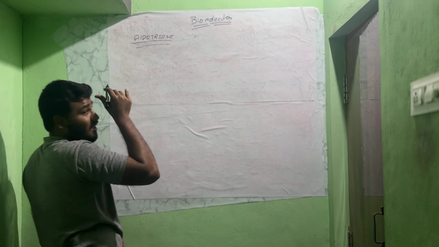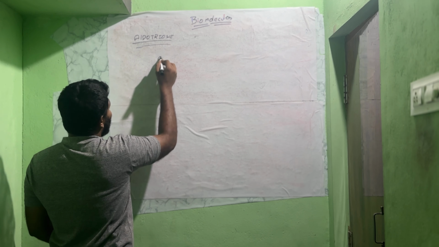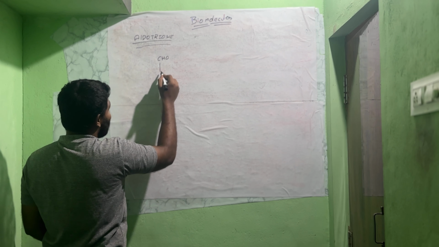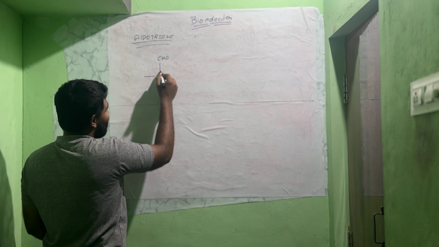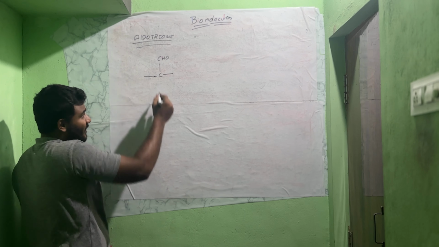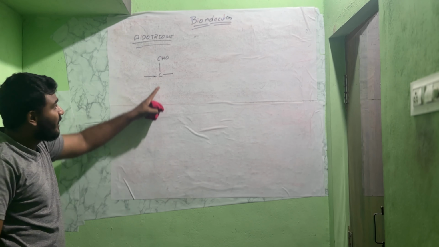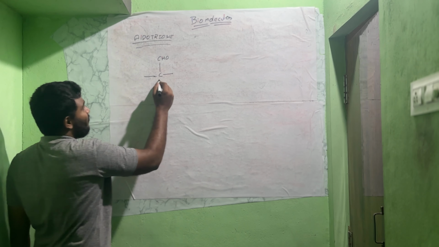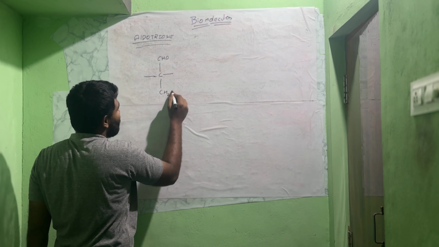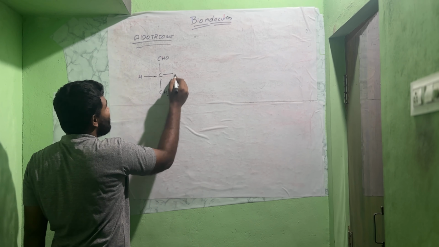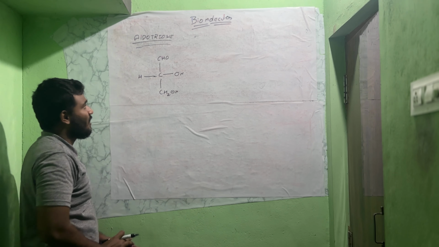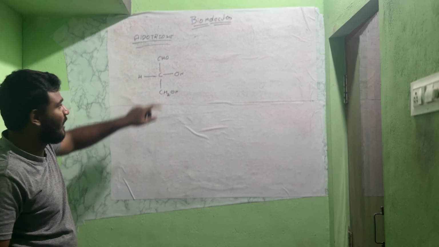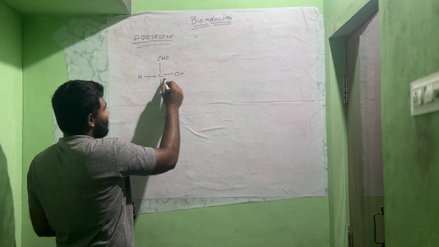How many carbons did I say for aldotriose? 3 carbons, right? One is aldehyde as a functional group. I already said this joint is carbon. If I write like this, it indicates that the joint is a carbon. Now if you see here, CH2OH, HOH. How many optically active centers are there? 1.